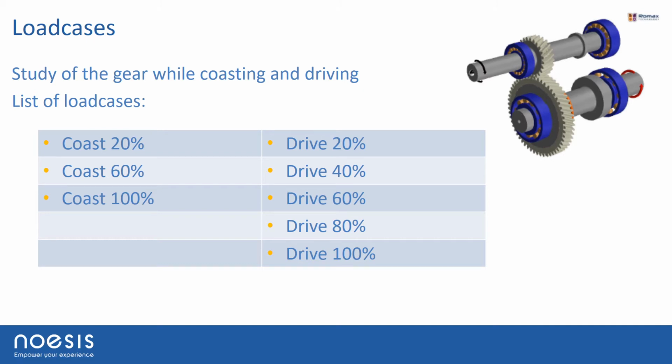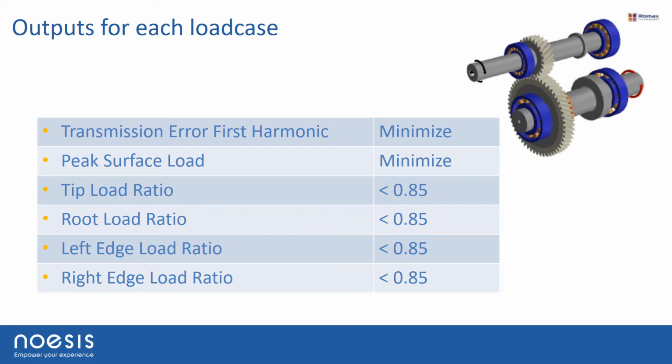And for all those load cases, we're going to look at specific outputs. We're going to look at the tip load ratio, the root load ratio, the left and the right edge load ratio. And they all need to stay below 85%. Those are our constraints. We cannot go above 85%. And what we're going to try to do, our goal, is to minimize the transmission error and the peak surface load. So those are the two outputs that we'll try to minimize.